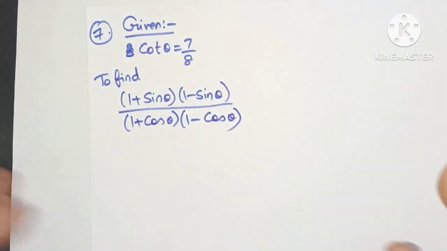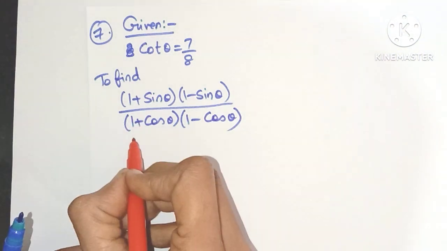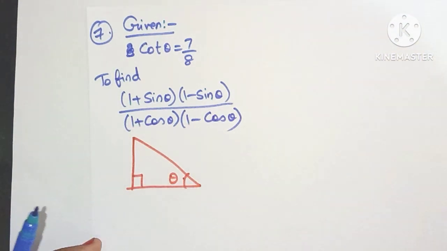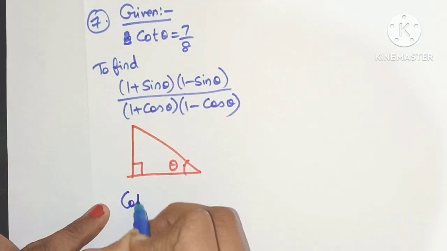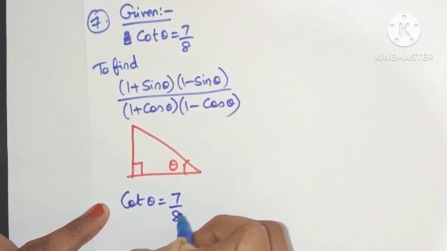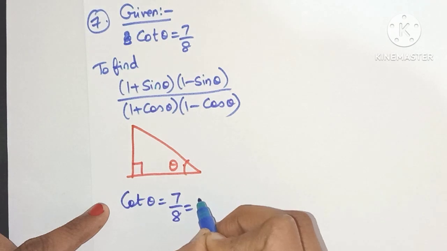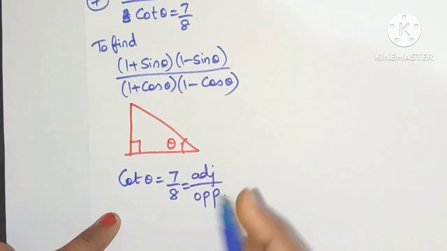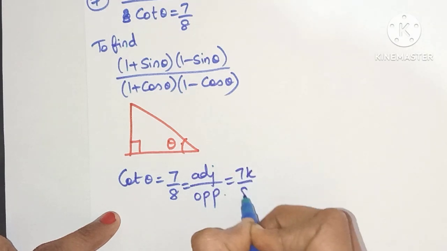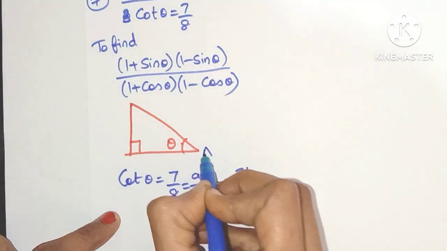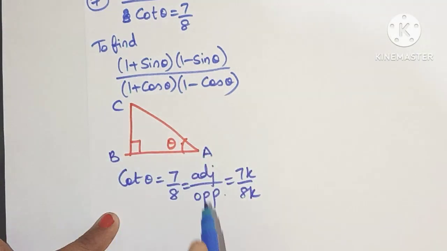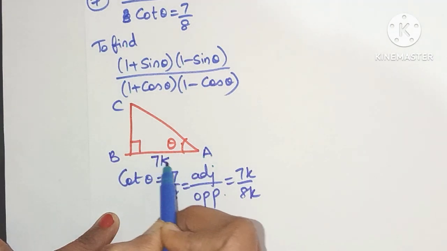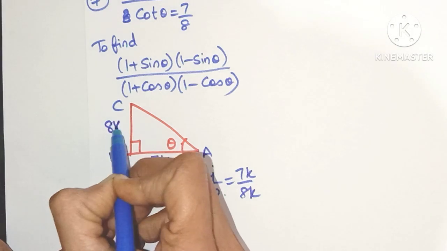Okay, friends, so first let me draw the diagram as usual. Here is my theta. Now, cot theta is given as 7 by 8. So that is nothing but the adjacent side upon the opposite side. So let me write it as 7k by 8k. So if I label this diagram as ABC, theta is the adjacent side. See, this is 7k and the opposite side is 8k.